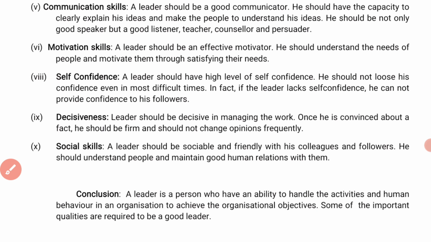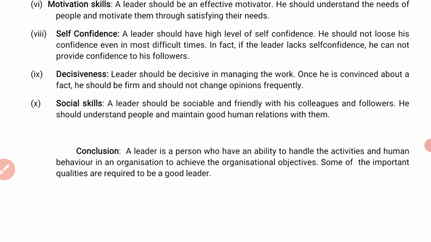Next is decisiveness. A leader should be decisive in managing the work. Once he is convinced about a fact, he should be firm and should not change opinions frequently. He should be constant.